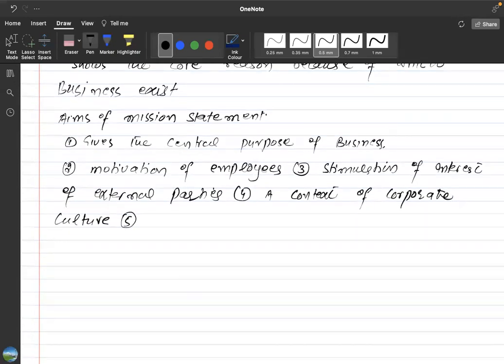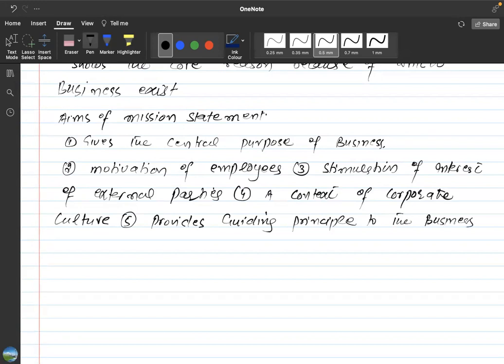Mission statements also provide guiding principles to the business activity. Business plans their activities according to the mission statements. So these are a few reasons, aims of the mission statement. Moving forward, how is the mission statement communicated with the stakeholders?